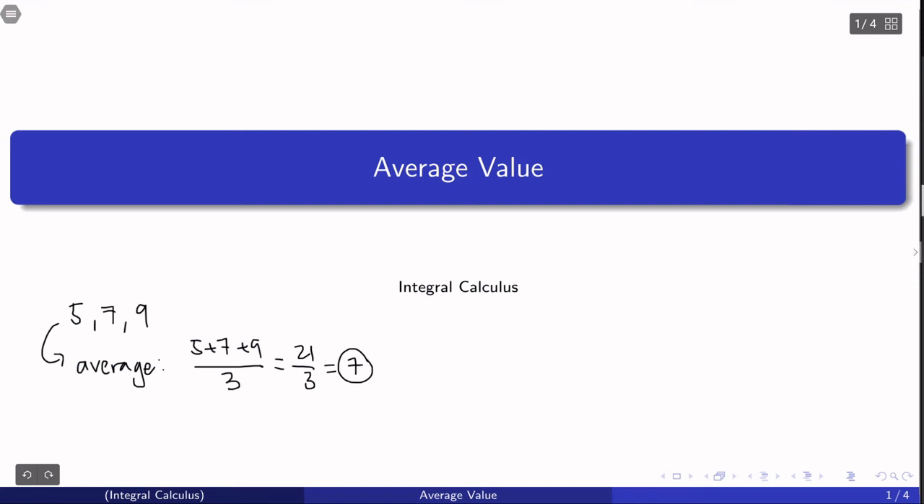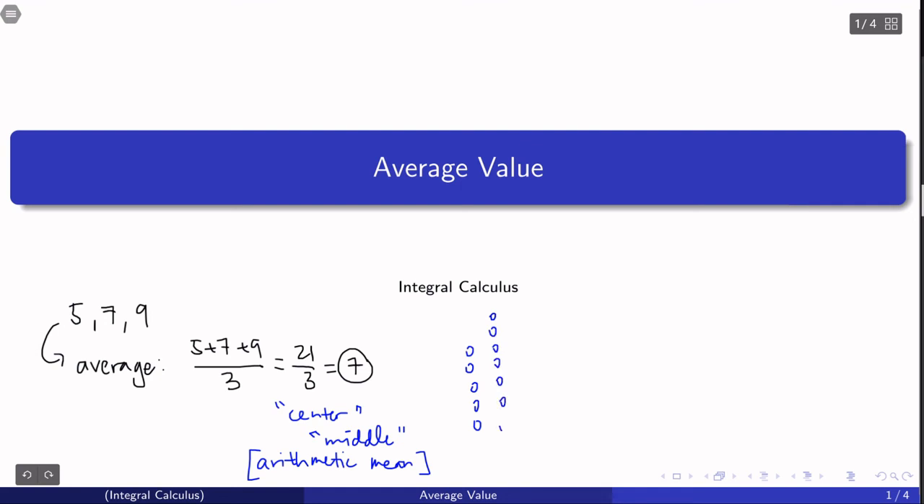Right? And so 7 here represents a measure of central tendency, right? It's kind of the center or the middle of your group in some way, although there are other measures of averages that I'm not going to talk about. This is specifically called the arithmetic mean of these three numbers.